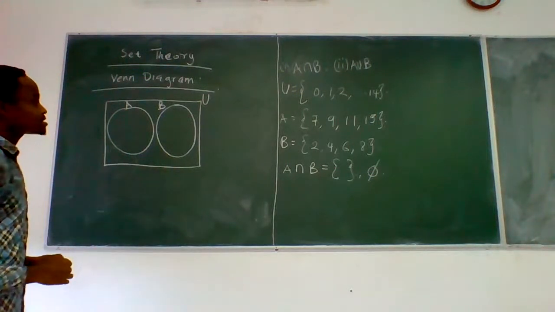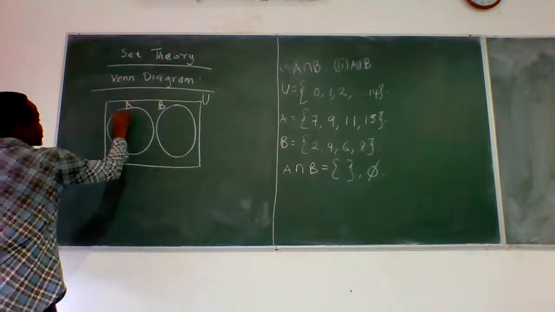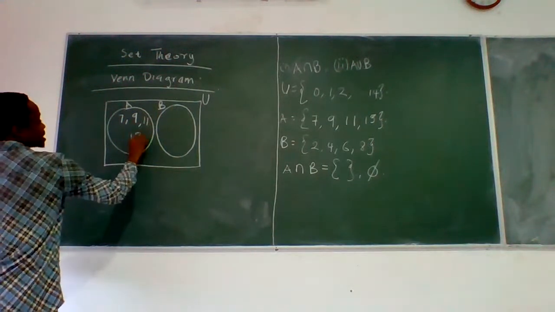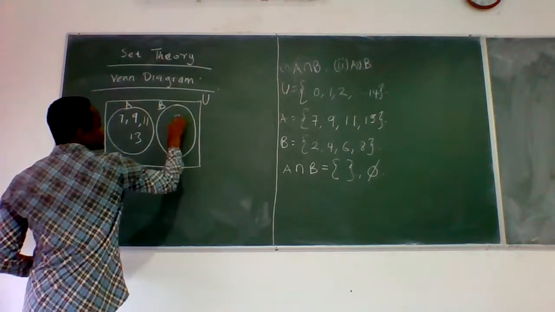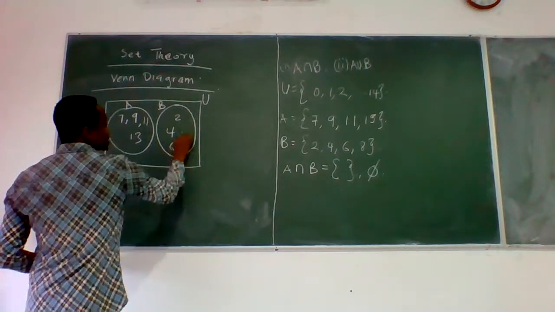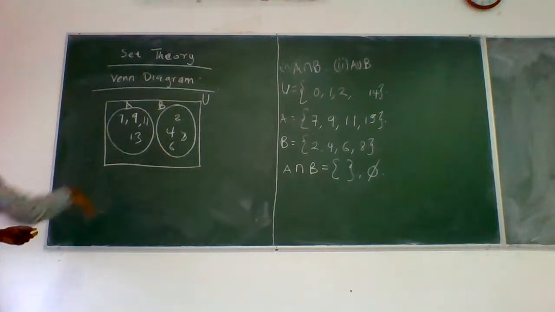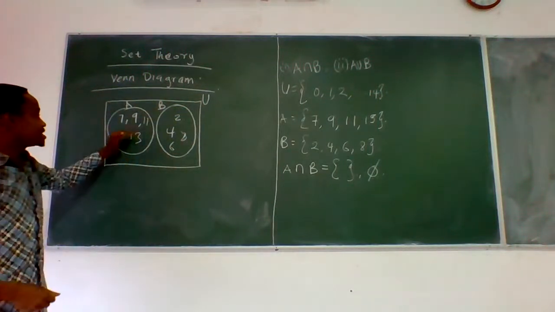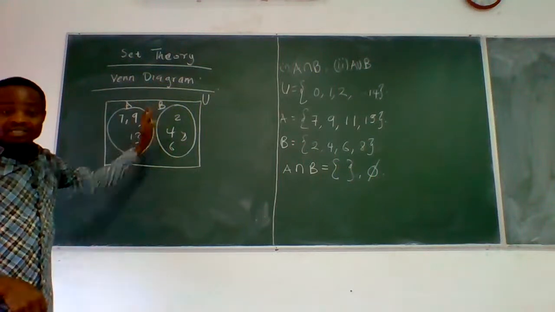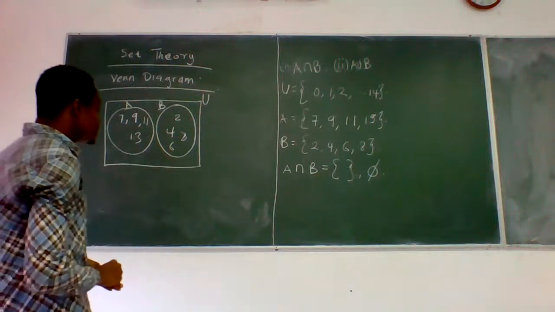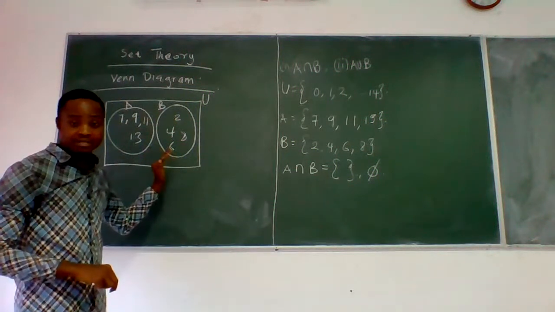So first of all, we list all the elements in A. So we have 7, 9, 11, 13, and then B we have 2, 4, 6, 8. And then the U will be the total space. So when you see something like this, A and B, and there's no common element between those two sets, then you have what we call a disjoint set.